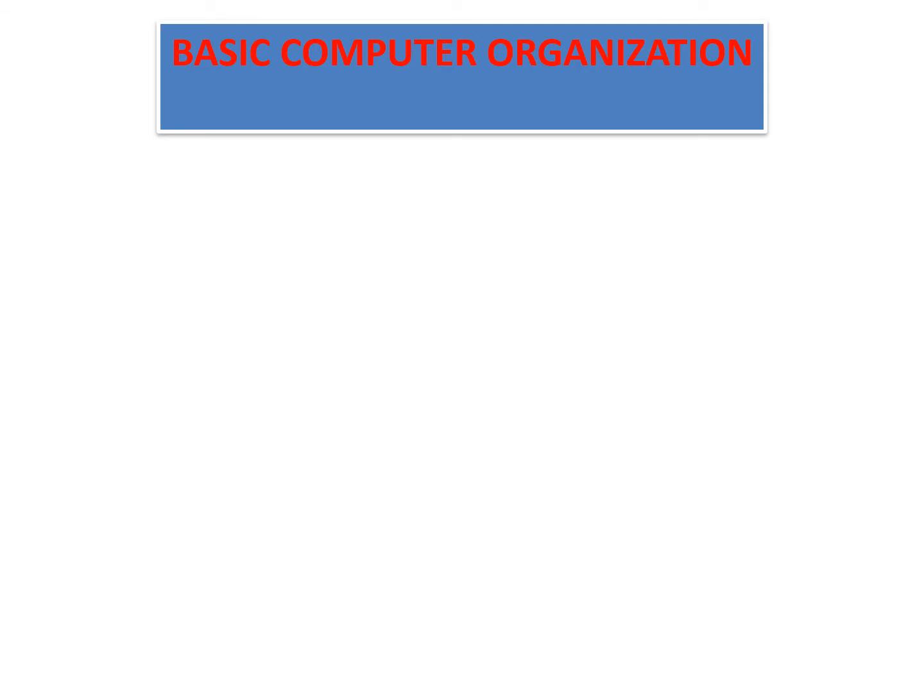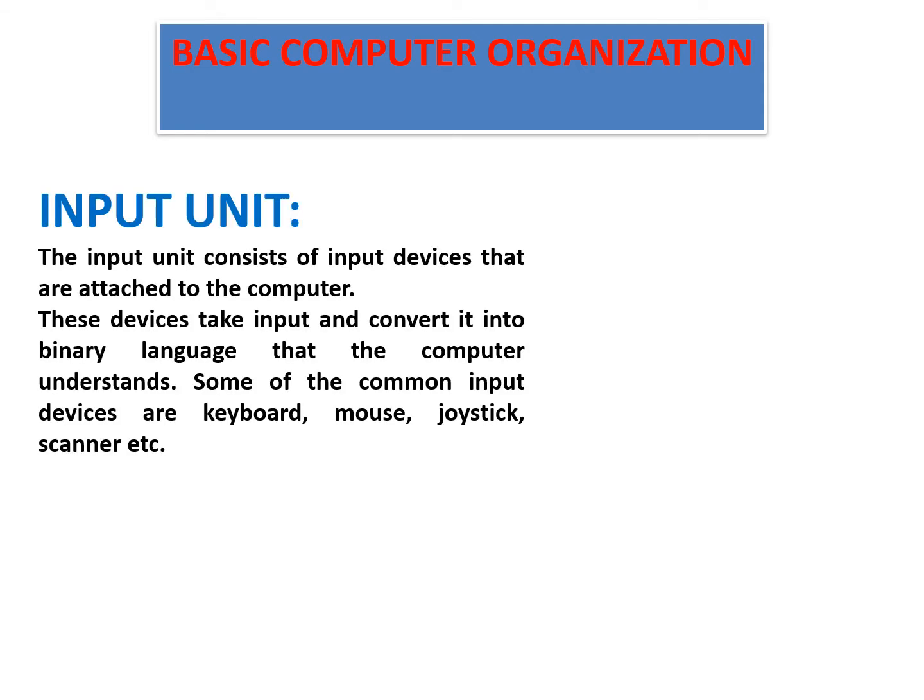Last class, we have seen the basic computer organization, that is your IPO cycle, how the IPO cycle works. IPO, as I have discussed in our last class, means input, processing, output. How three parts, input, processing, and output, are working together to make a computer work. Now, we'll be seeing in brief about all these three parts.